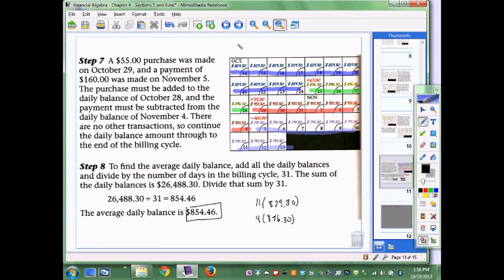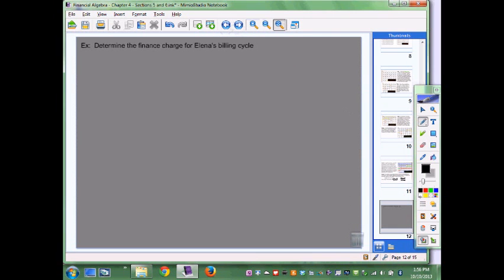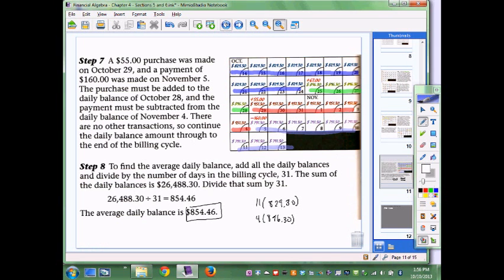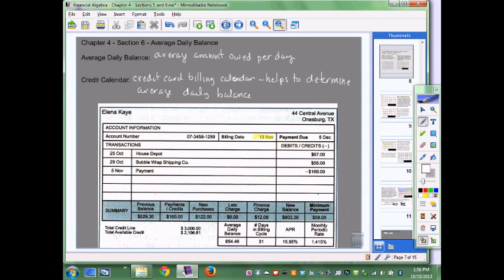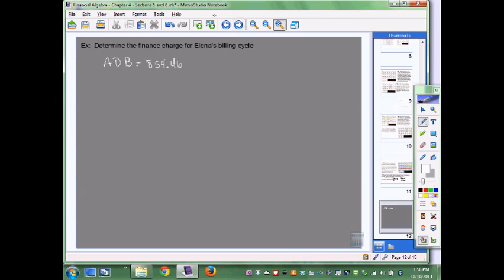So we've got our average daily balance, which is 854.46. I'm going to write that down. Did I write that right? Yeah. Okay, we come back here. Here's her monthly periodic rate. So that's what I'm going to use for monthly periodic rate. 1.415%.